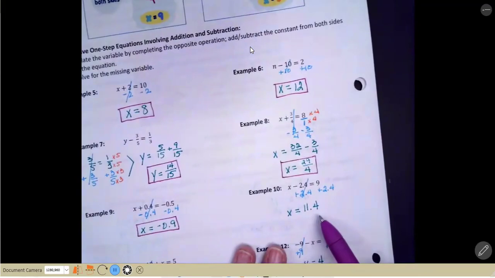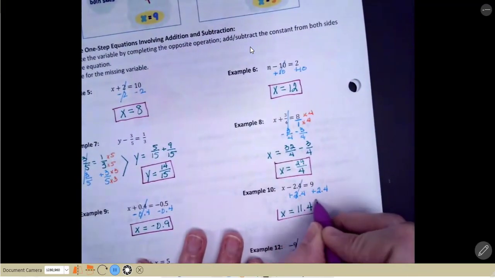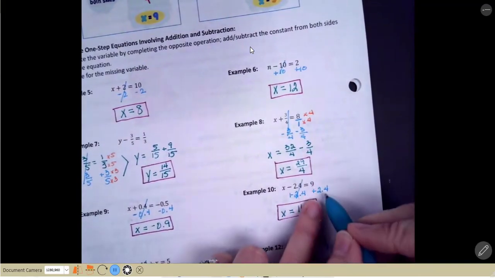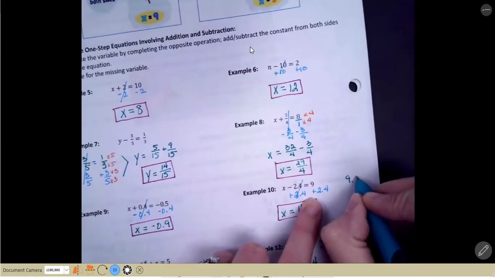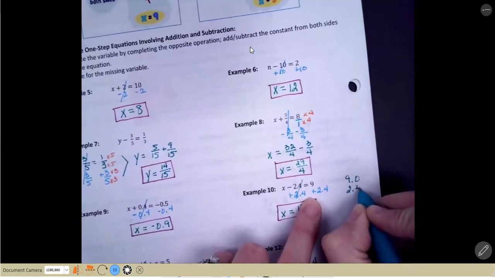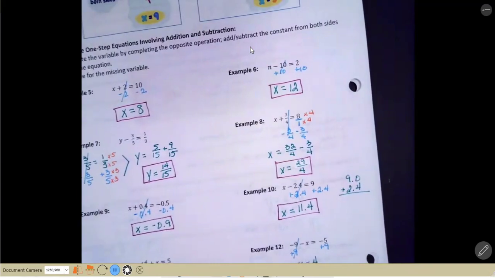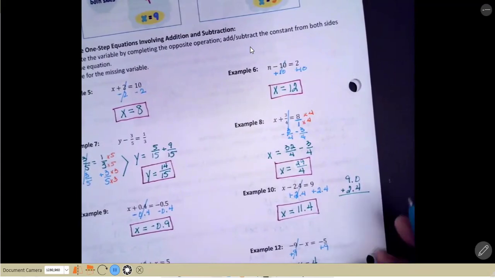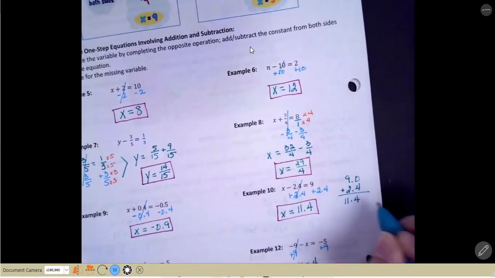Number 10, I just want to go over for a second because I did notice some students on one of the homeworks set this up incorrectly. So you have 9 plus 2.4. That is like 9.0 plus 2.4. You have to line up your decimals to get the correct answer. I've seen like 92.4 or 3.3, I think. So this is 11.4.